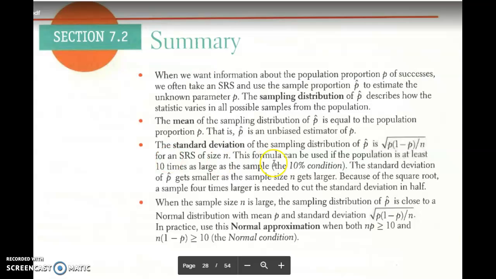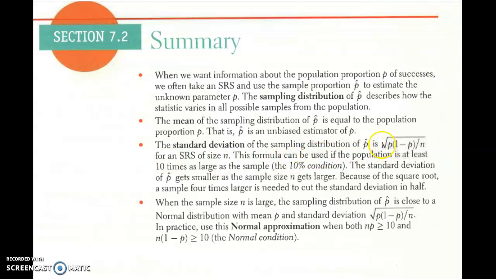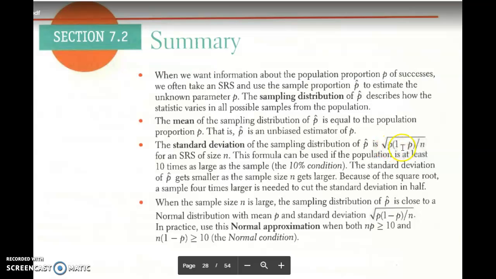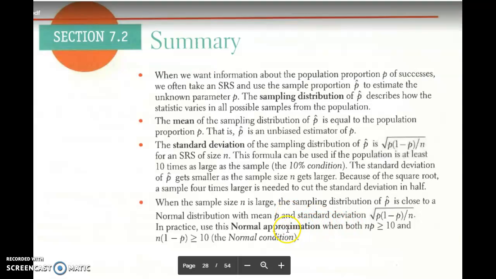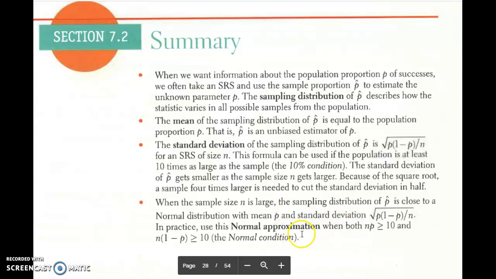The standard deviation would be the square root of pq over n, where 1 minus p is how we find q. And then the two conditions we'll have to check before we can use a normal CDF are the 10% condition, which allows us to use the standard deviation, and then the normal condition, which allows us to use a normal curve. So every problem you do with these p-hats, you need to check those two conditions.